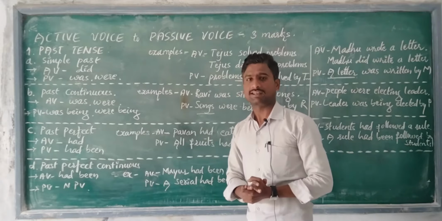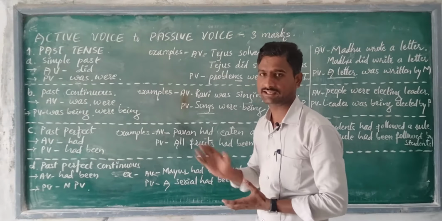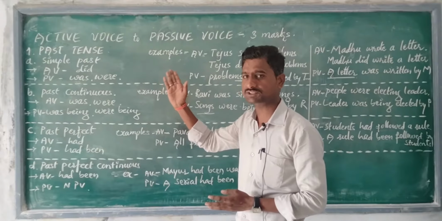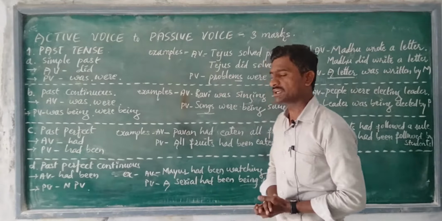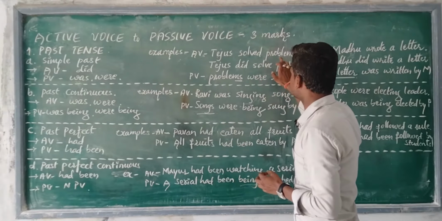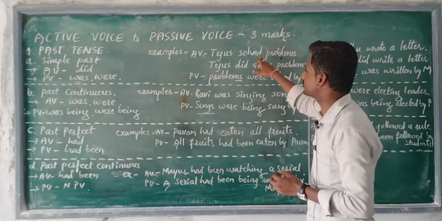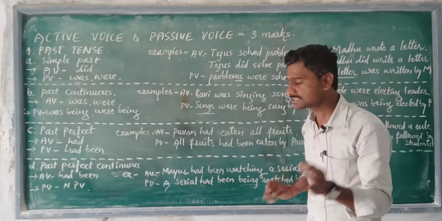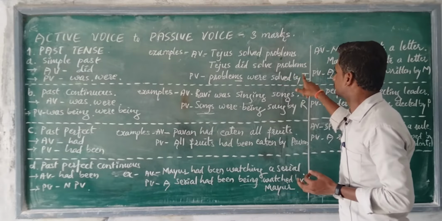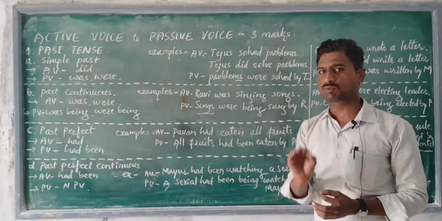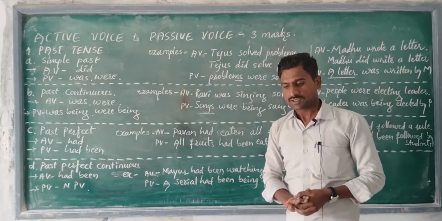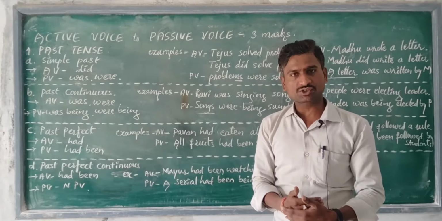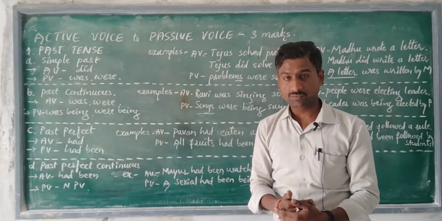So let me define active voice and passive voice. At first, the definition of active voice. My dear students, the voice in which the subject performs the action of the verb is known as active voice, and the passive voice is the voice in which the subject receives the action of the verb.